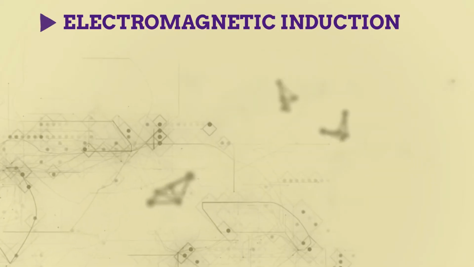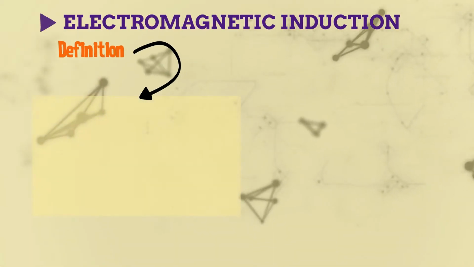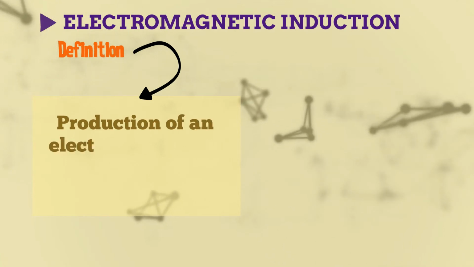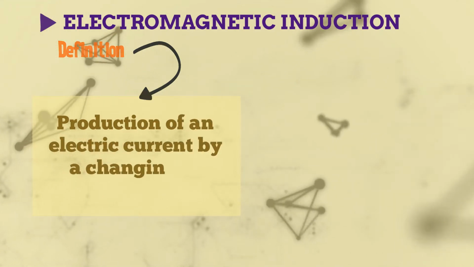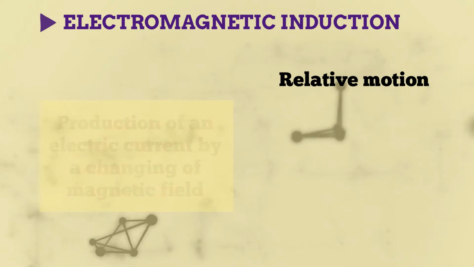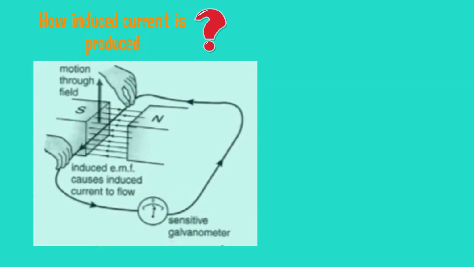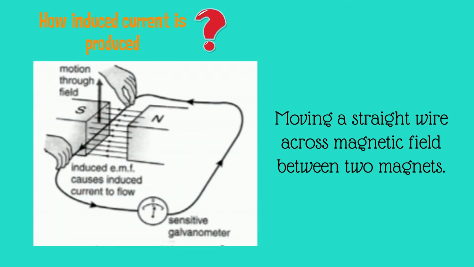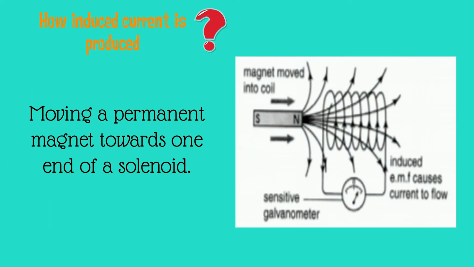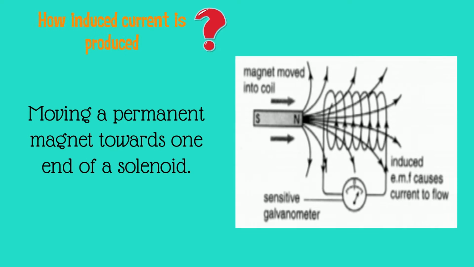First of all, electromagnetic induction is defined as the production of an electric current by the changing of a magnetic field, such as relative motion between a conductor and magnetic field lines. There are two ways to generate induced current. First is moving a straight wire quickly across a magnetic field between two flat magnets. Second is moving a permanent magnet towards one end of a solenoid.